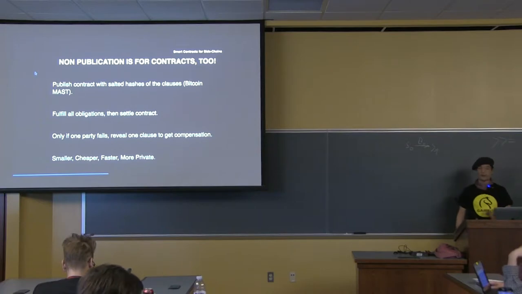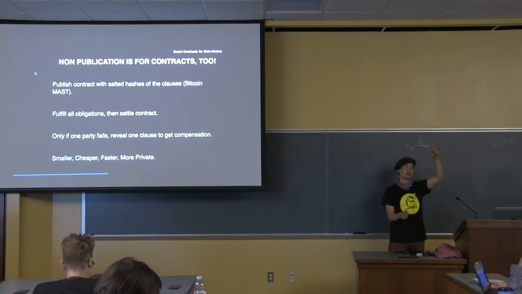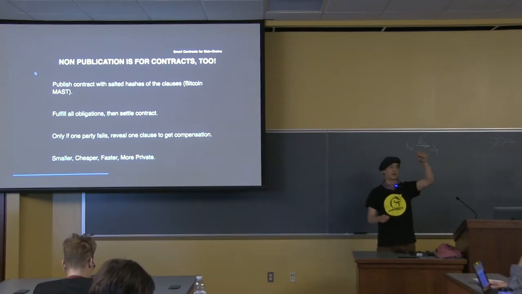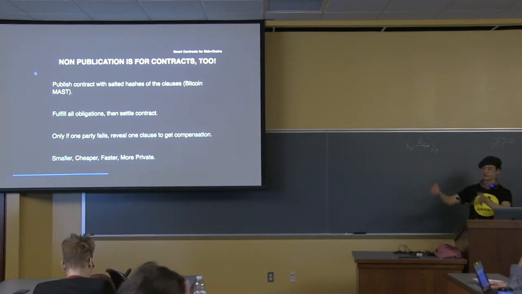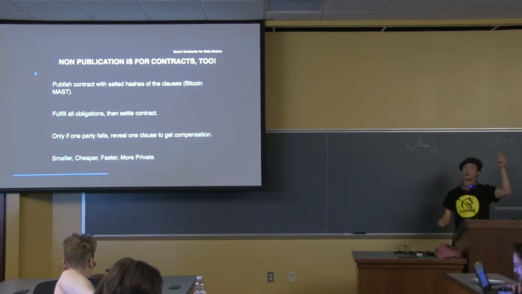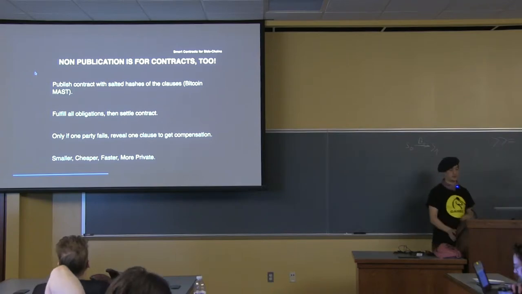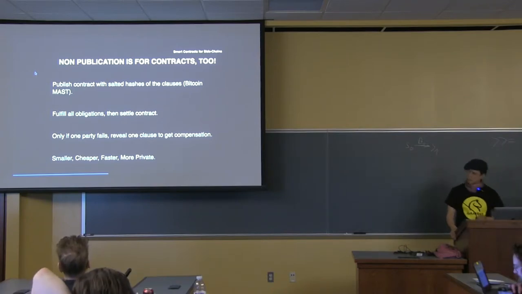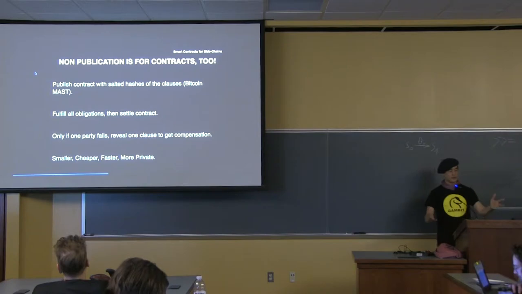And if and only if one party fails, let's say you fail to do something for me, I will reveal just the one line in that 1,000-page contract that says, hey, you put brown M&Ms in my bowls, so therefore your contract is void and you owe me your collateral as reparations. And I don't need to reveal anything else than this 1,000-page contract. I only need to reveal the one line where you failed, and that's also faster. Bitcoin has this thing called Merkleized AST, Merkleized abstract syntax tree, that allows to do that. So not publishing contracts allows to make them more private, faster, cheaper, and smaller.